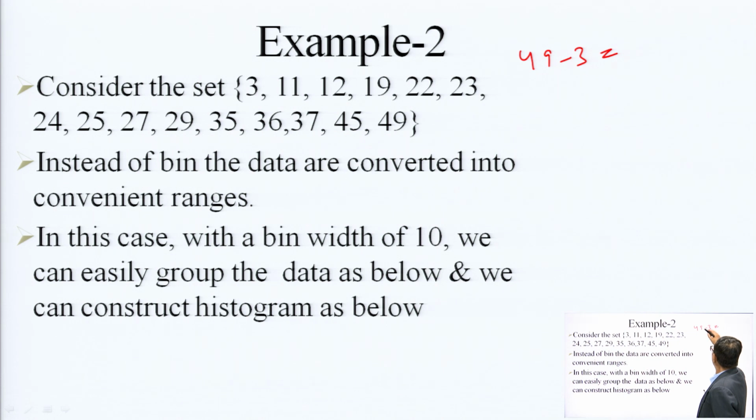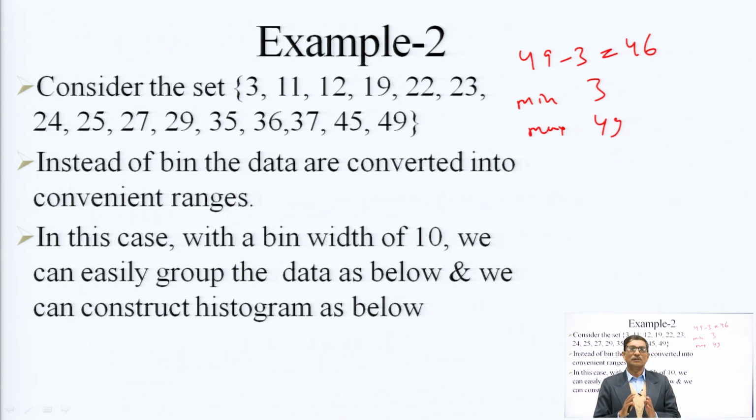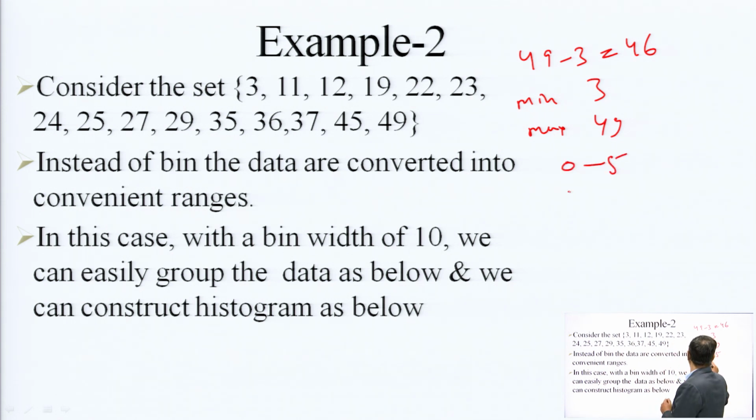So, the range is 46, the minimum value is 3, and the maximum is 49. So, we are moving from 3 to 49, and to form a class interval, we divide this range of 46 into some width, and it is very easy to take 10. We can also take 5, that means we can take a class interval 0 to 5 or 0 to 10.